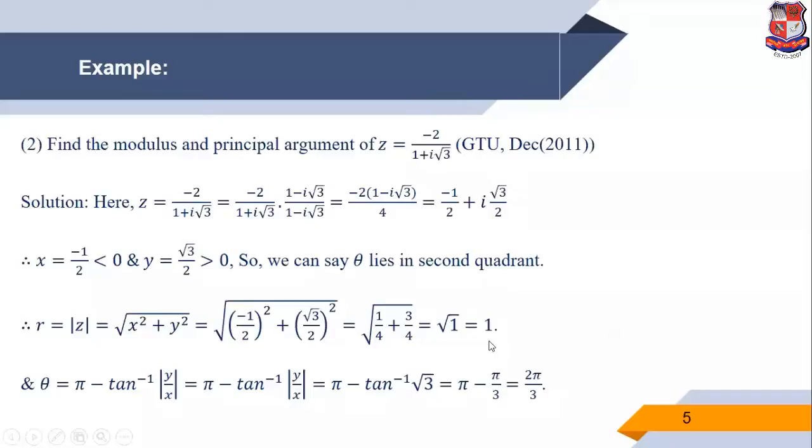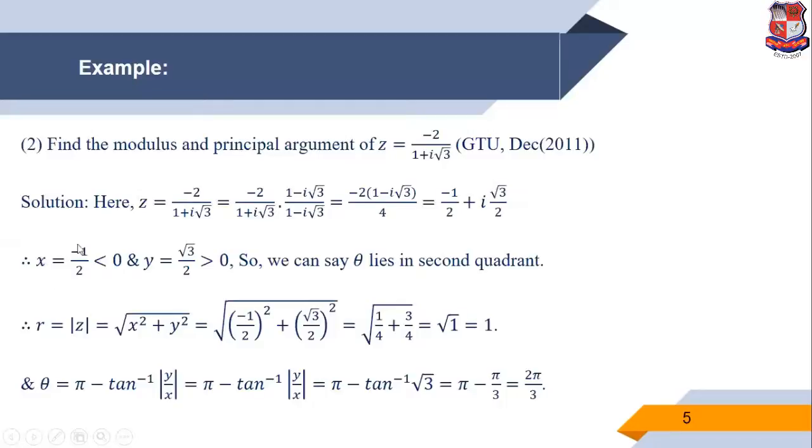That means the modulus is 1. Now we find the principal argument of z, that means theta. In a previous lecture we discussed that in the first quadrant the formula for theta is different, in the second quadrant, third quadrant and fourth quadrant, the formula for theta is different. So first we decide in which quadrant our complex number lies.